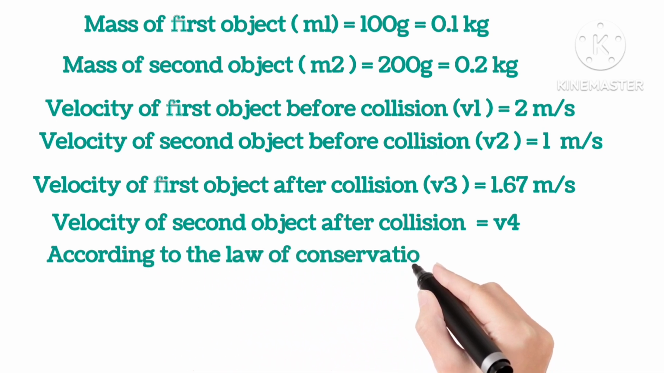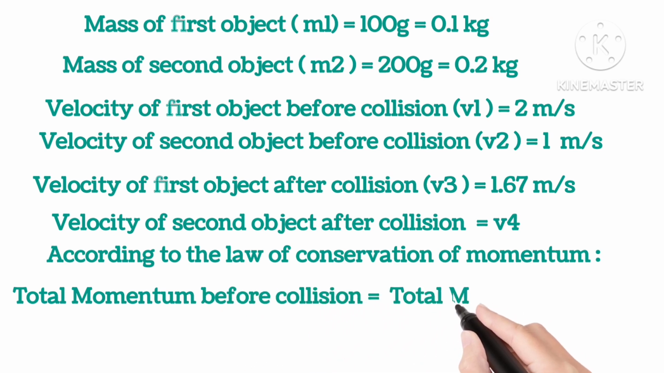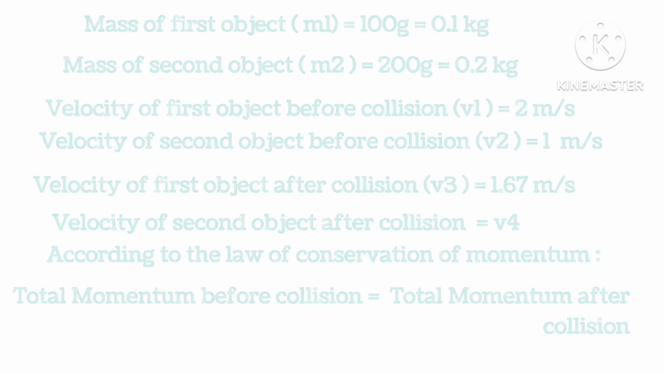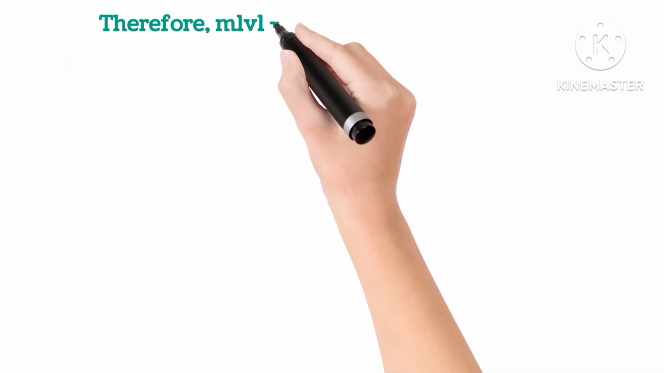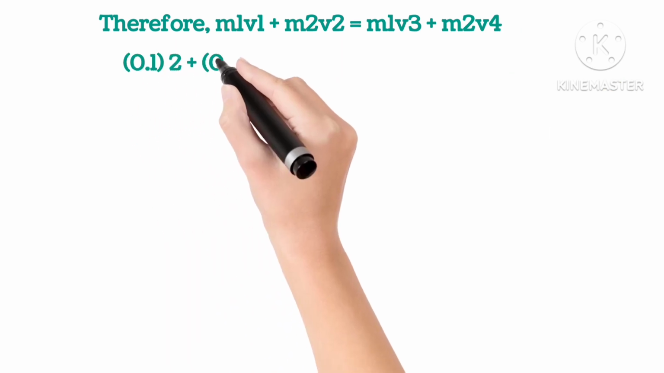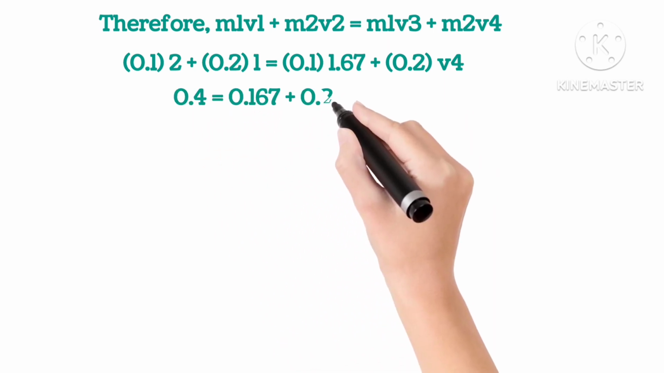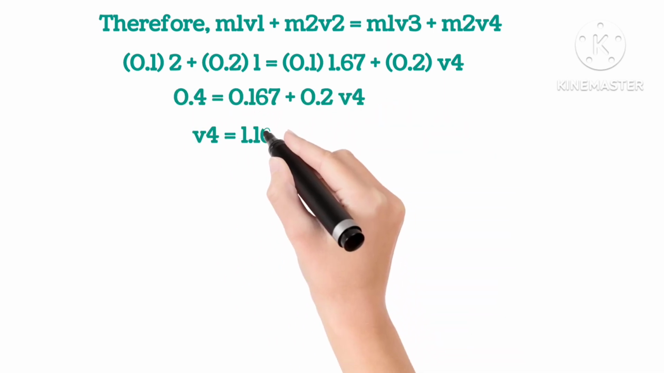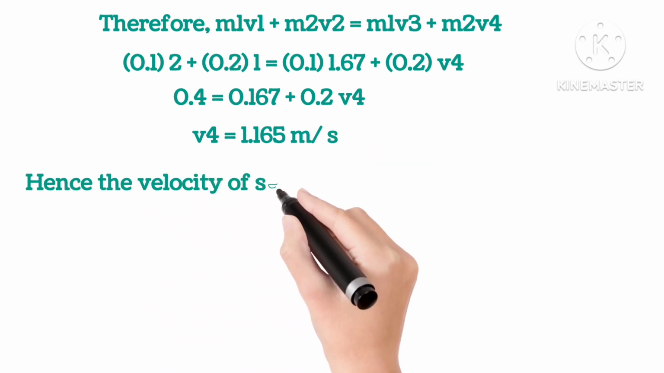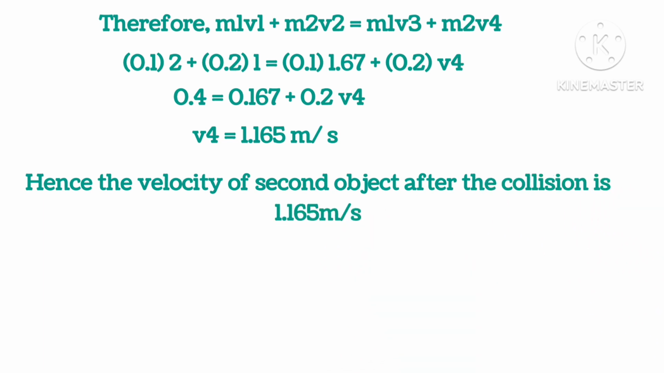Now according to the law of conservation of momentum, total momentum before collision is equal to total momentum after collision. Therefore, M1 V1 plus M2 V2 is equal to M1 V3 plus M2 V4. Now putting the values here, we get V4 is equal to 1.165 meter per second. Hence, the velocity of the second object after the collision is 1.165 meter per second.